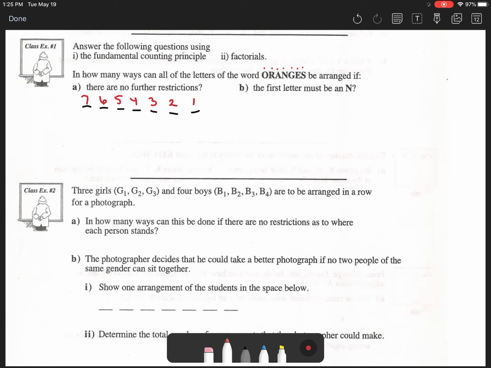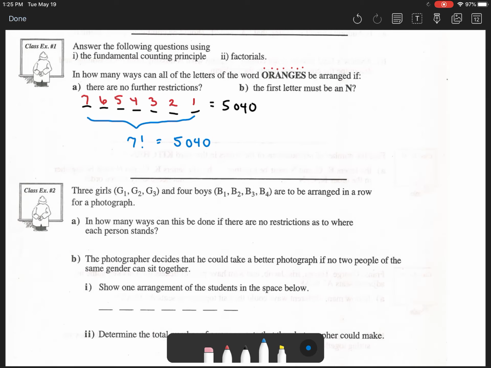So if I multiply all those values together, okay, 7 times 6 times 5 times 4 times 3 times 2 times 1, okay, I will end up getting 5,040, okay, as my solution. They also asked me to do that using factorials. Well, if you take a look at this calculation, 7 times 6 times 5 times 4 times 3 times 2 times 1, in factorials, that's just 7 factorial, okay, which will obviously also give me 5,040. Okay, so just 2 different ways of writing the same thing.